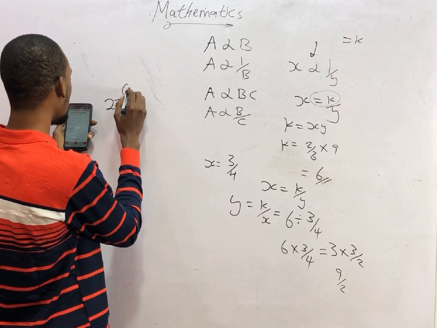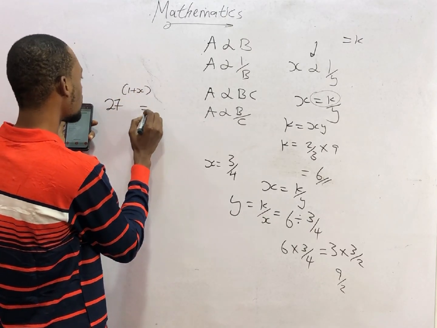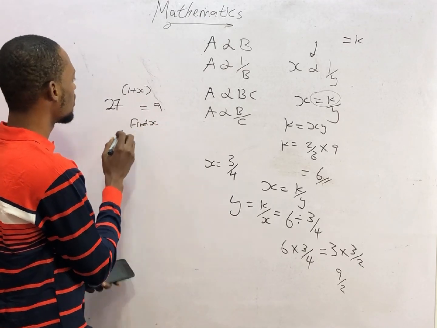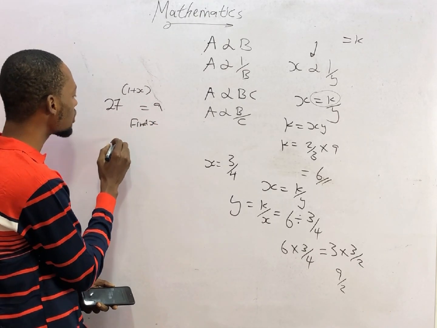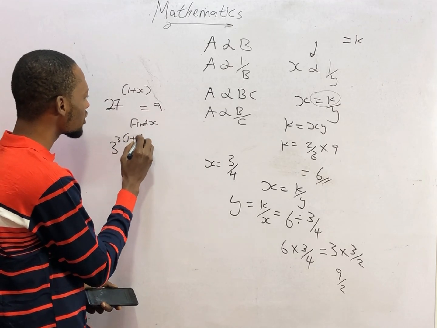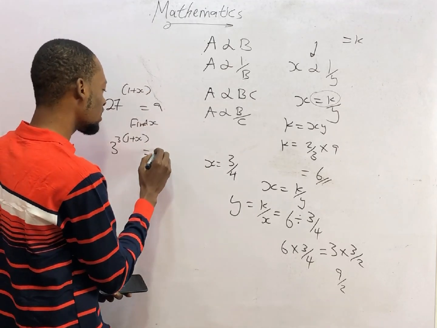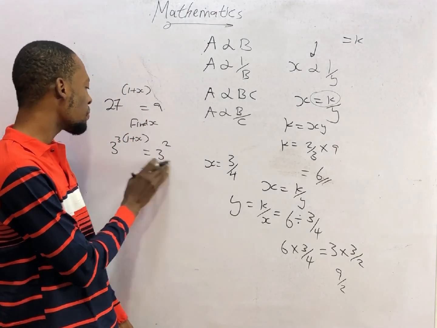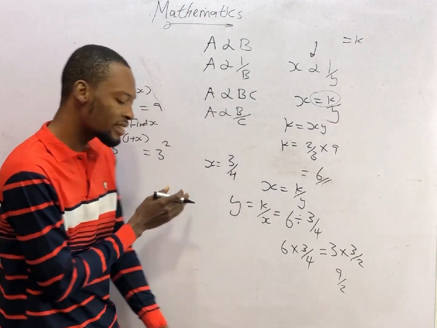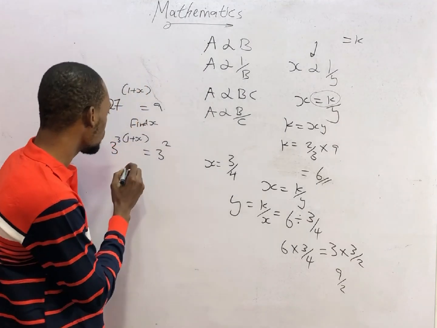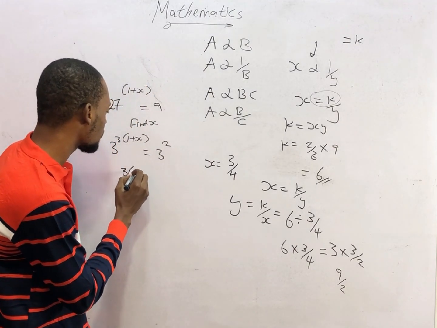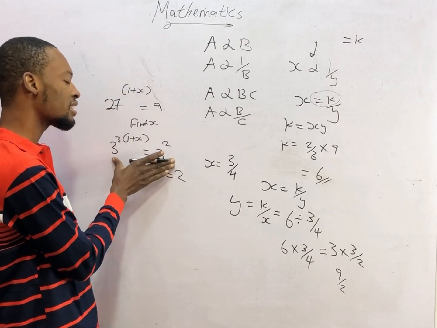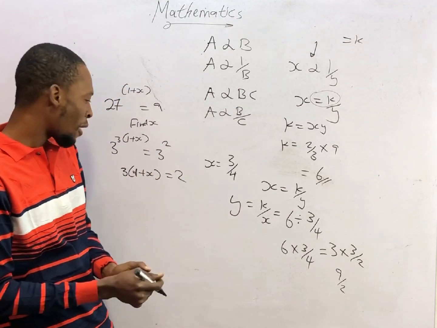27 raised to the power of 1 plus s is equals 9. Find s. 27 is the same thing as 3 raised to the power of 3. 9 is 3 raised to the power of 2. And according to the law of indices, when the bases are the same, you simply equate the powers. Meaning, we equate 3 times 1 plus s to be equals 2. The bases are the same, you equate the powers.